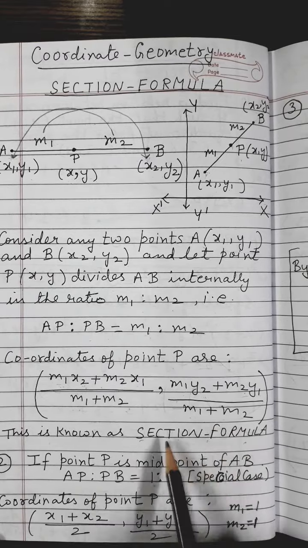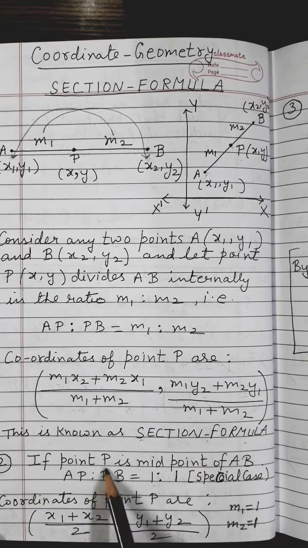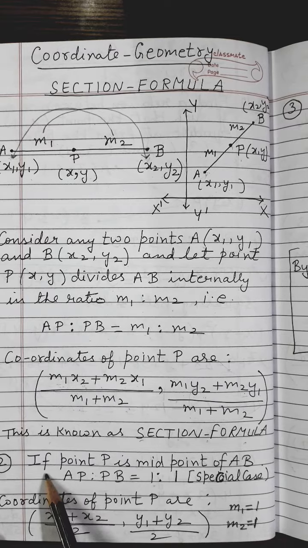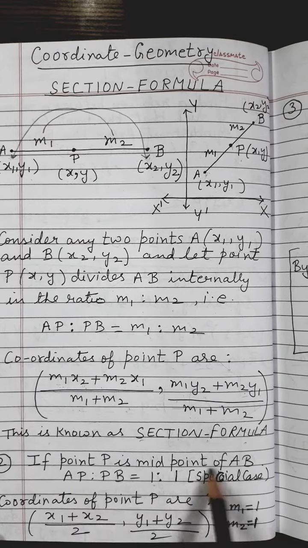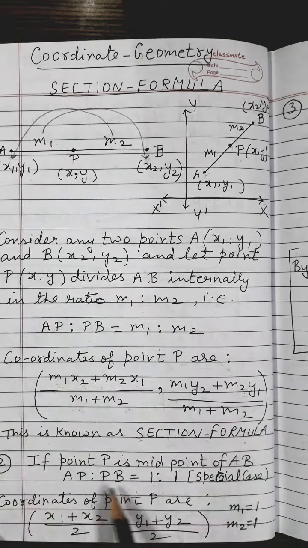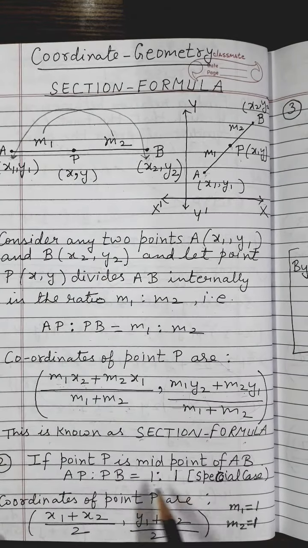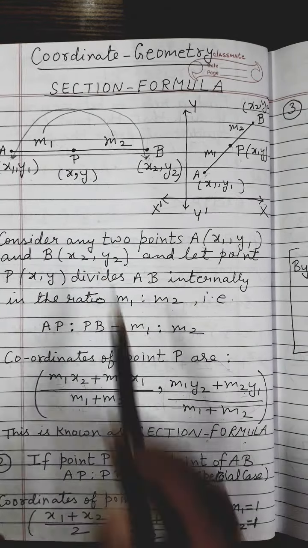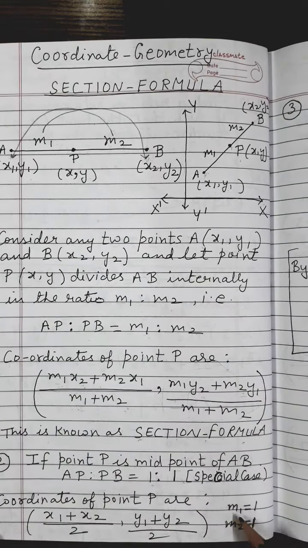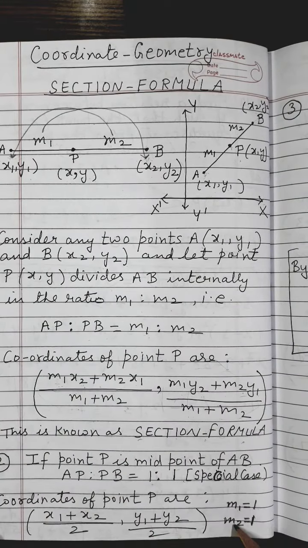Now based on this section formula, there is another point which is a special case of this formula, which says that if point P is the midpoint of AB. So what does it mean? AP is to PB will be equal to 1 is to 1. So the ratio will become 1 is to 1 if P is the midpoint of AB. So in a way I can say M1 is also 1 and M2 is also 1.